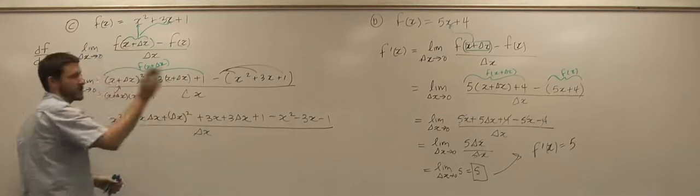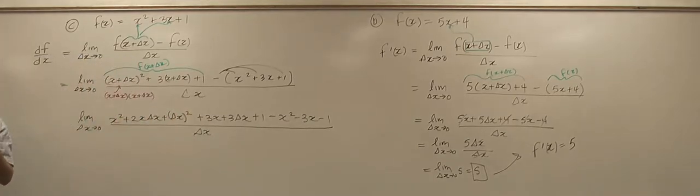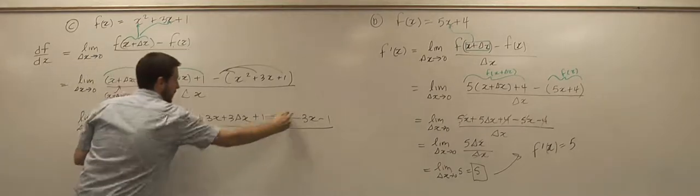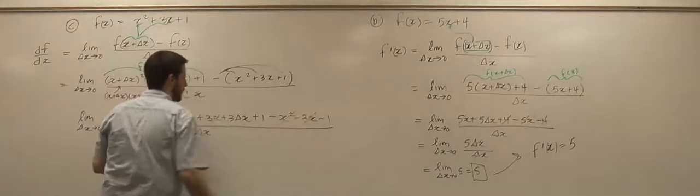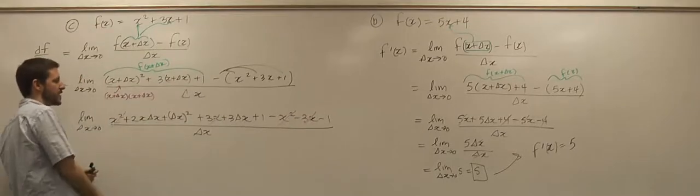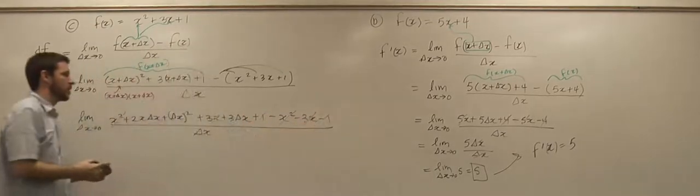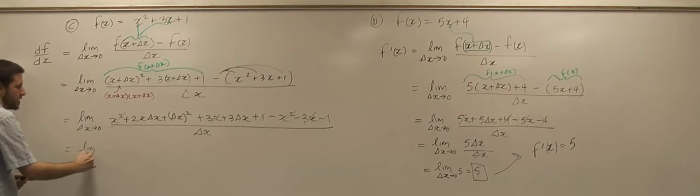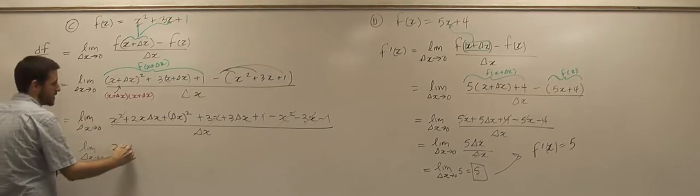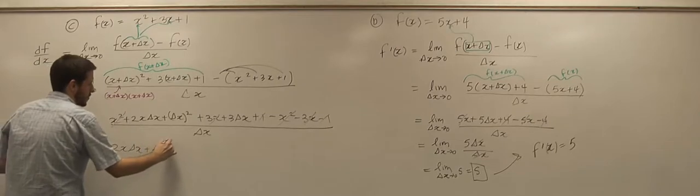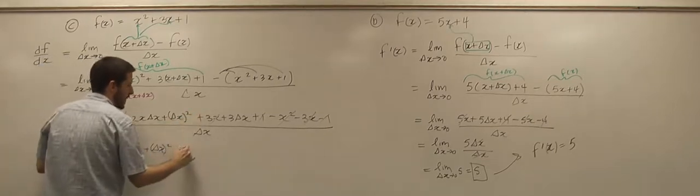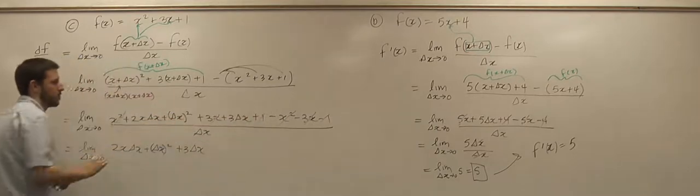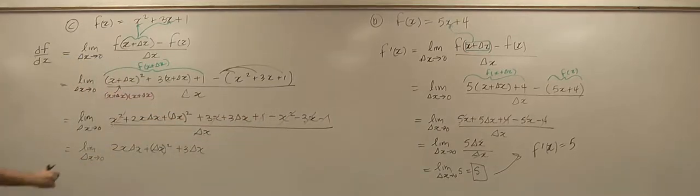If you're bad at algebra, this section's your nightmare. I hope you're not bad at algebra. Things should always cancel nicely. 3x positive, 3x negative. x squared positive, x squared negative. 1 positive, 1 negative. So you get limit as delta x goes to 0 of 2x delta x plus delta x squared plus 3 delta x. Looks like that's it, all over delta x.